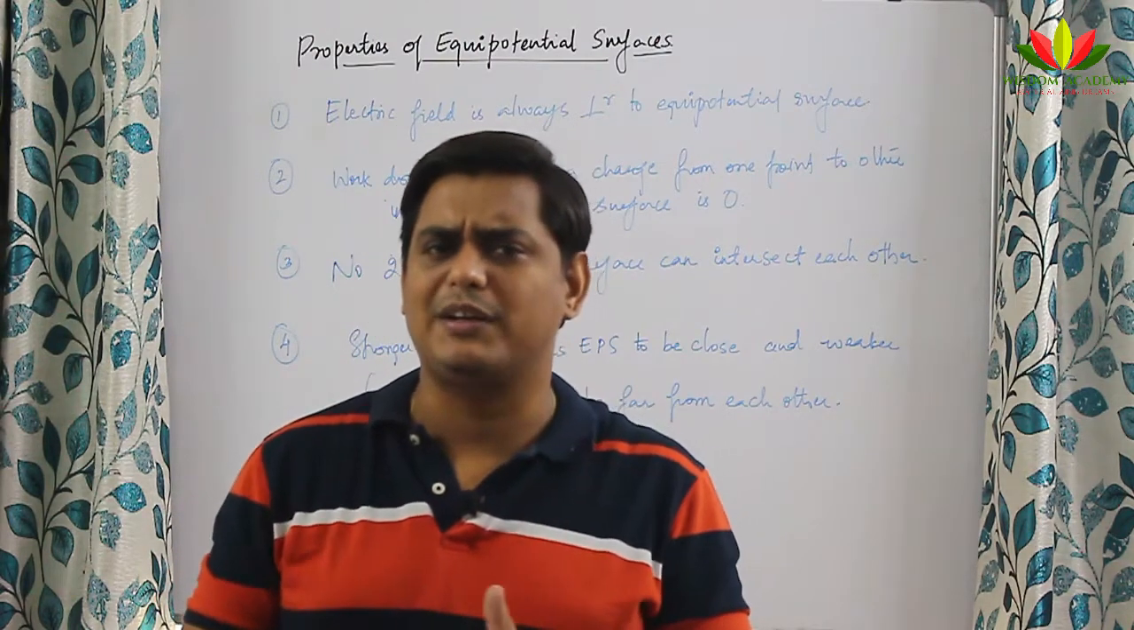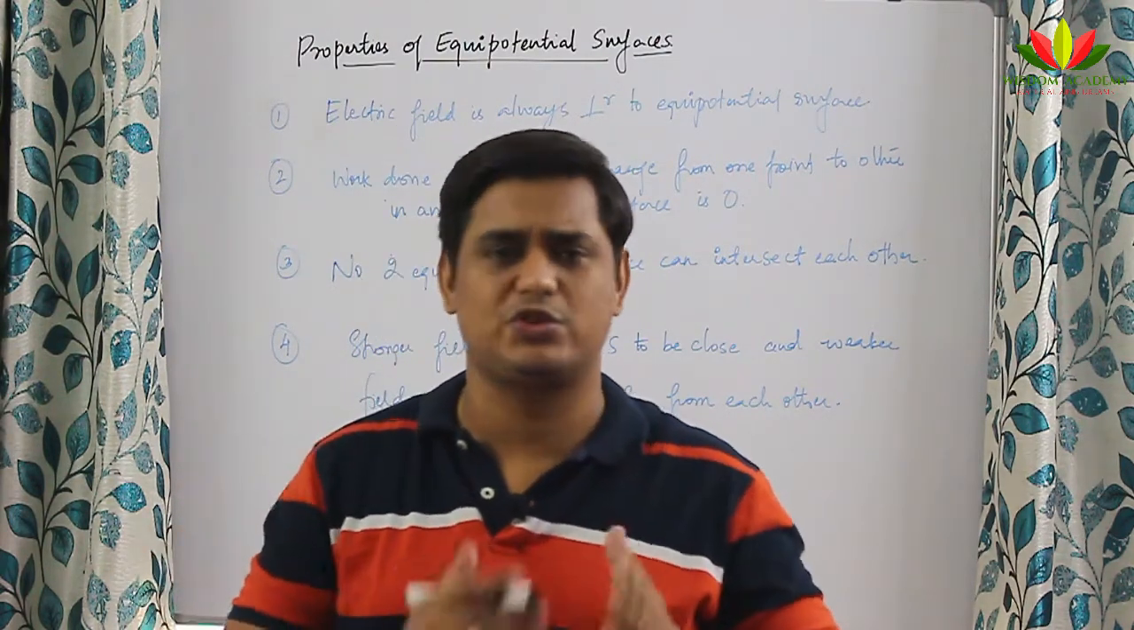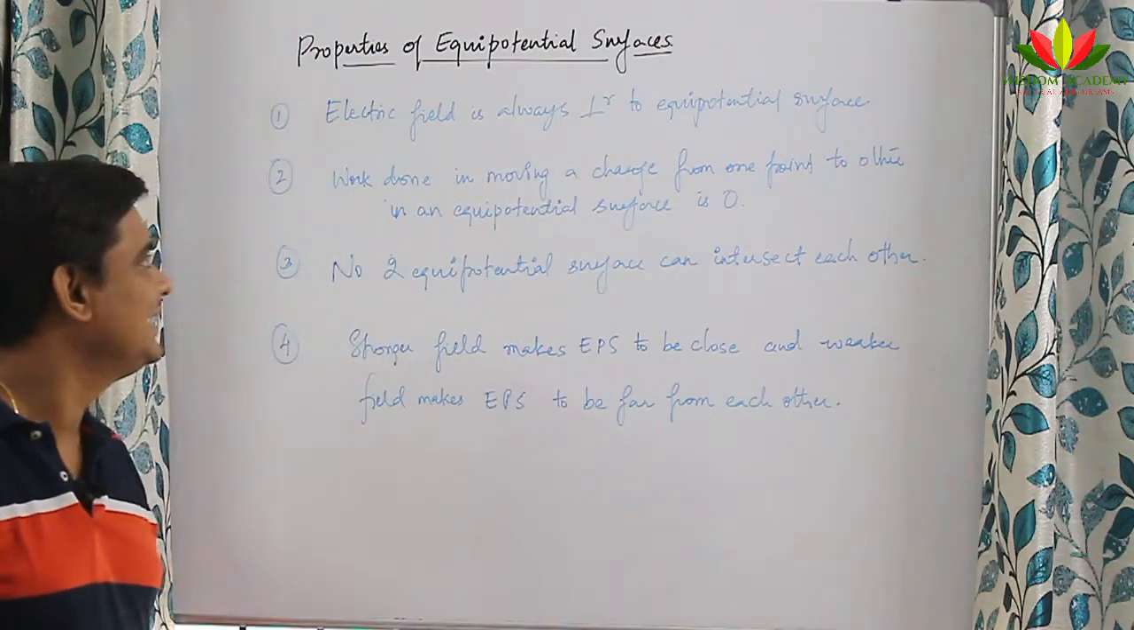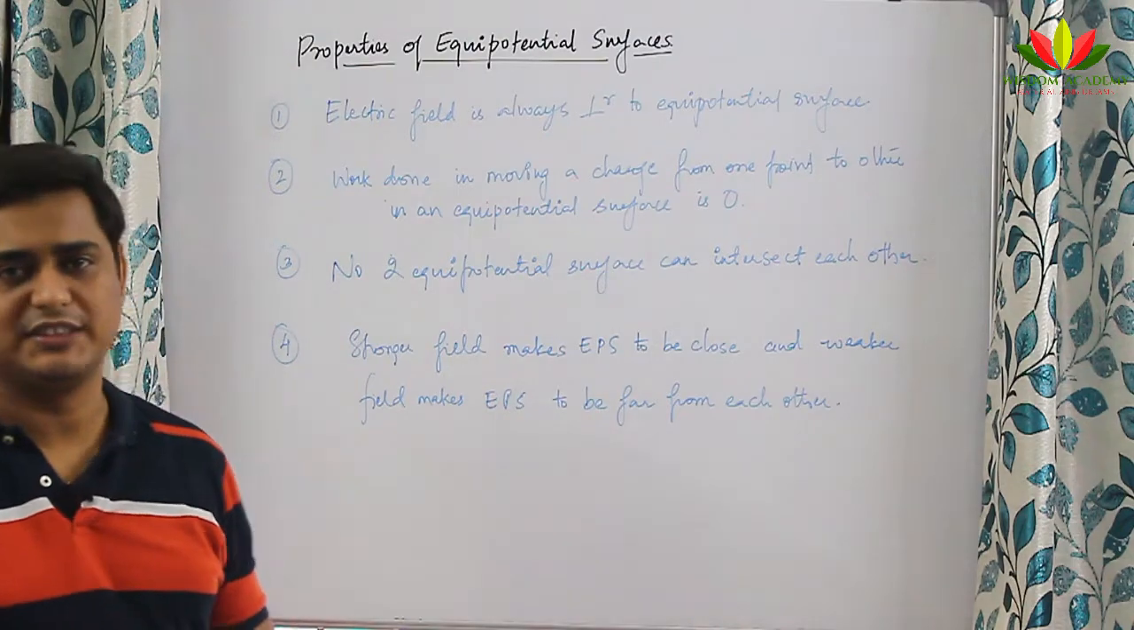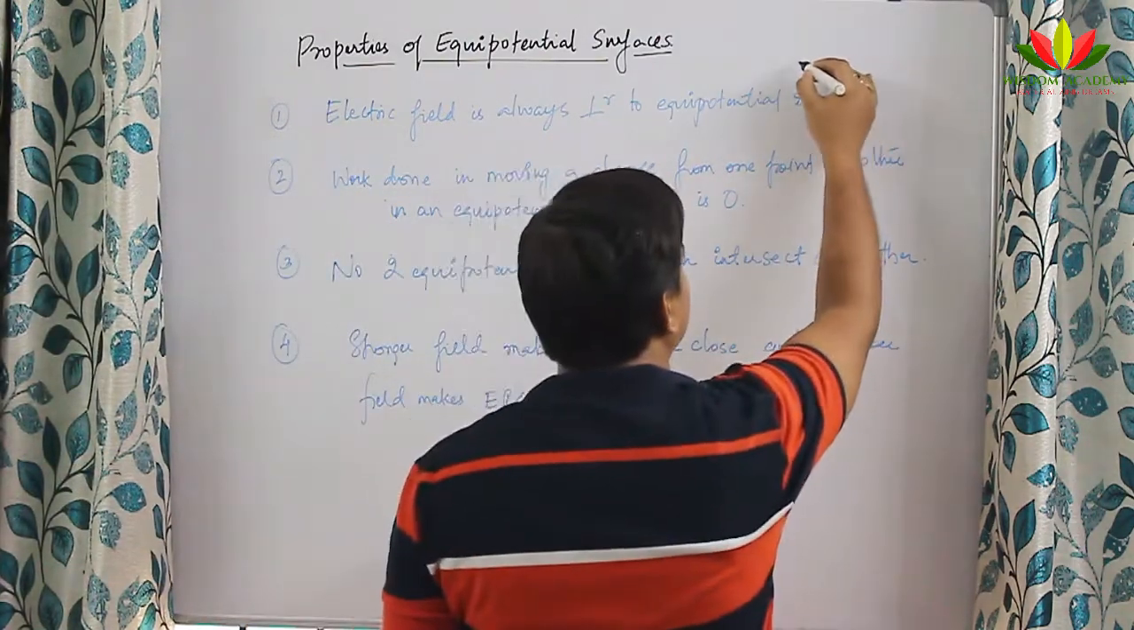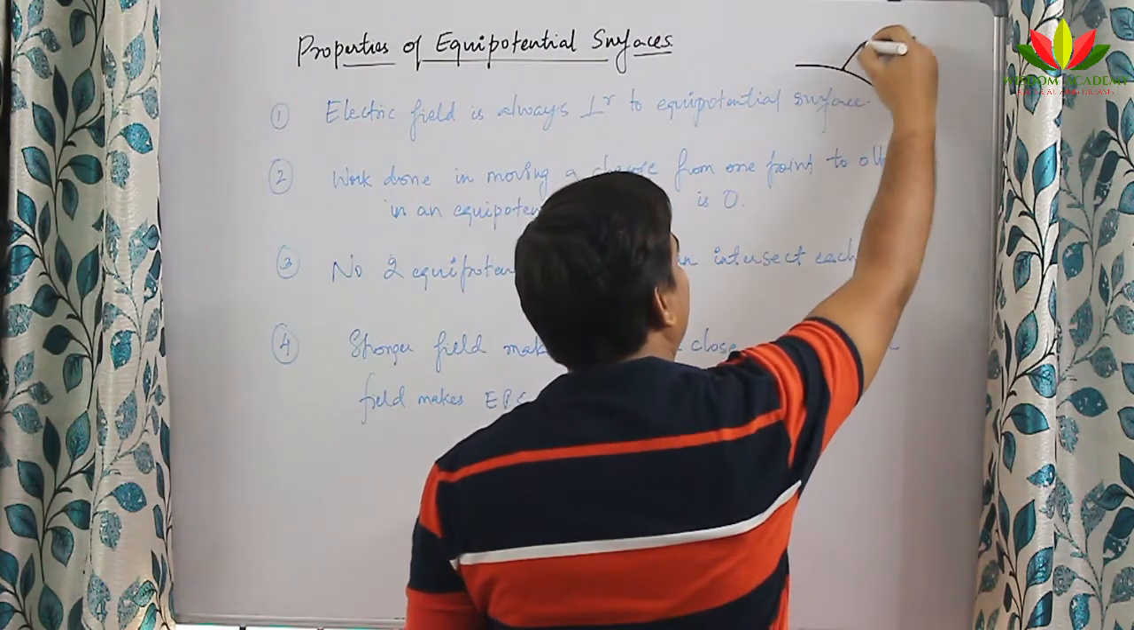So what are the properties of equipotential surface? You are going to see now. The first property is that the electric field is always perpendicular to the equipotential surface. That means if this is a surface, then the electric field will be in this direction.